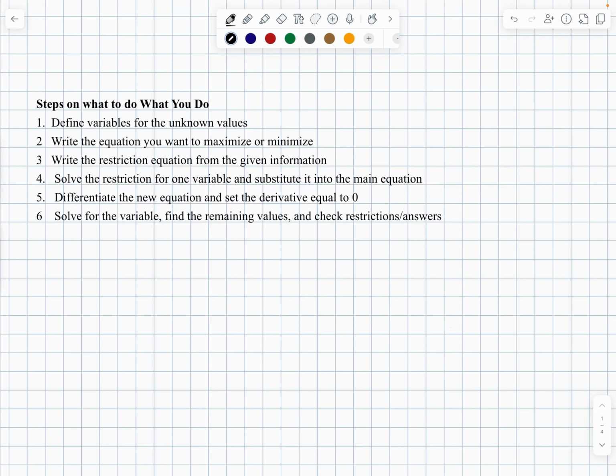Hi, today I'm going to be covering two optimization questions, but before I get into those two questions, I'm just generally going to go over the steps on what you should do on covering optimization problems.